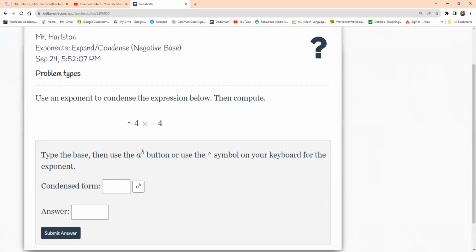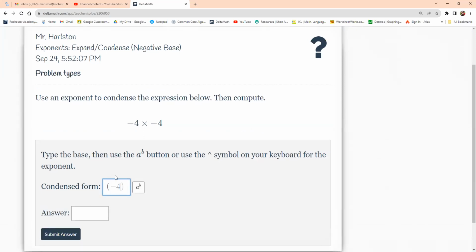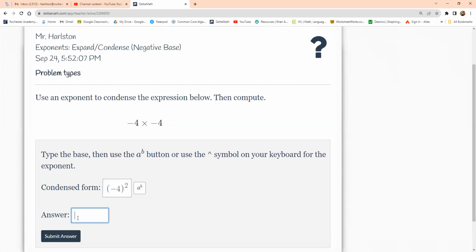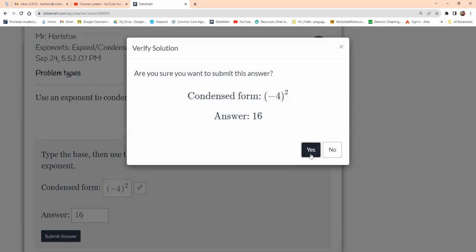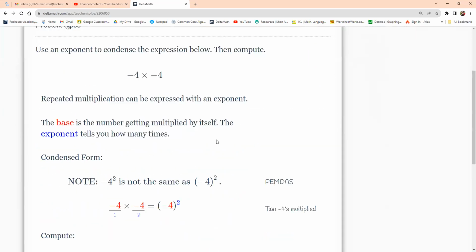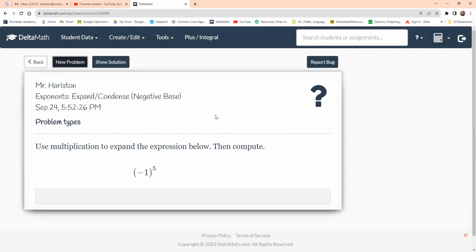All right, this is a -4 times a -4. We put it inside parentheses, -4. We raise it to the second power. That's going to be 16, a positive 16. Submit it, and we're good. Let's do one more, and then I think that should be it.